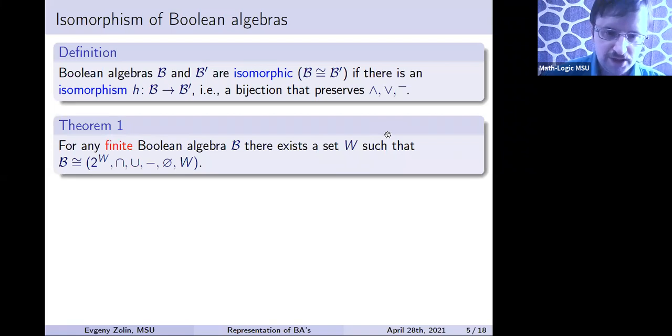And so our results today will have two different theorems. Any finite Boolean algebra is isomorphic to a Boolean algebra of some subsets of a set W for some set W. And in particular, for every finite Boolean algebra B, the number of elements of B will be 2 to the power n for some natural number n.